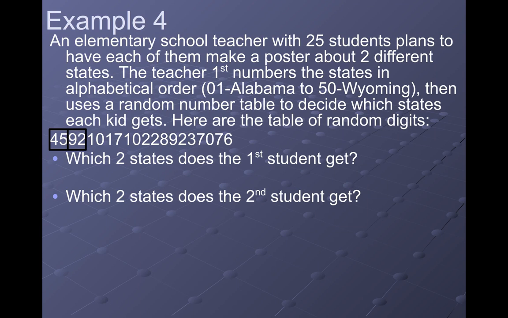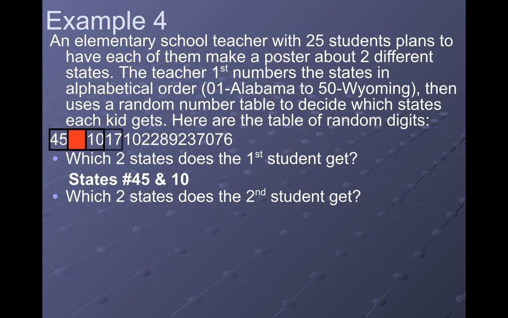But what's the problem with that? There are only 50 states. So 92 is too high, so I can't use that. Look at the next 2 digits, I have 10. Okay, that is a possible state number. So that means the first student is going to make a poster about state number 45 and state number 10. Okay, and I could continue from there for the second student.